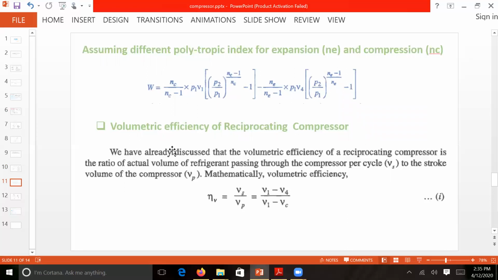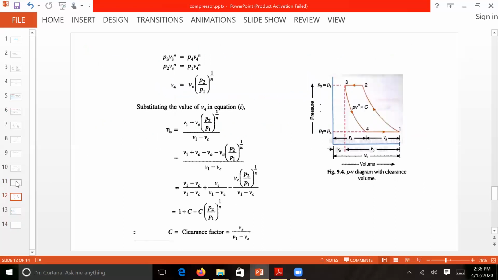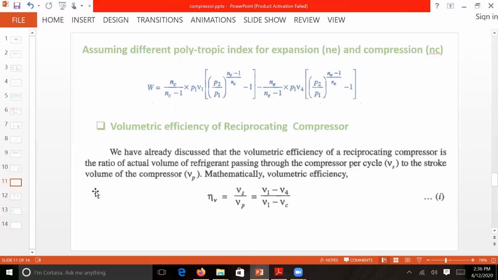Now, the volumetric efficiency of the reciprocating compressor we need to know. So this ηv will be equal to the actual volume sucked during the suction stroke divided by the stroke volume. That is V1 minus V4 divided by V1 minus the clearance volume, so total volume minus clearance volume.